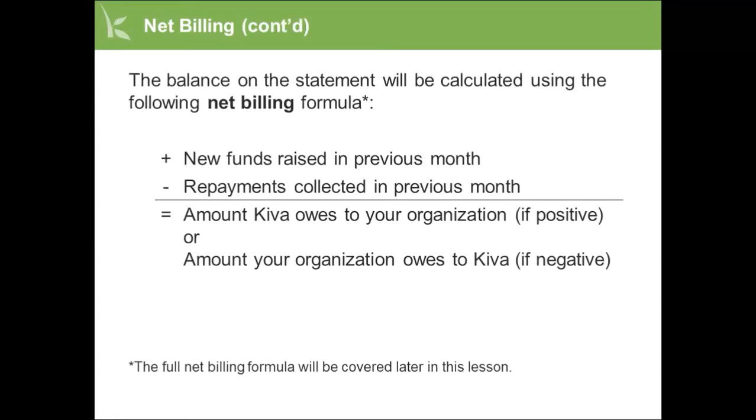The balance on the statement will be calculated using the following net billing formula. We take the amount of new funds raised in the previous month and subtract the repayments collected in the previous month to arrive at a net balance. If the net balance is positive, this is the amount that Kiva owes to your organization. If the net balance is negative, this is the amount your organization owes to Kiva.